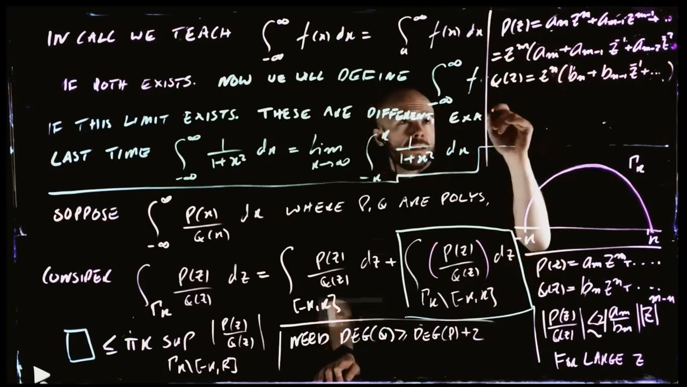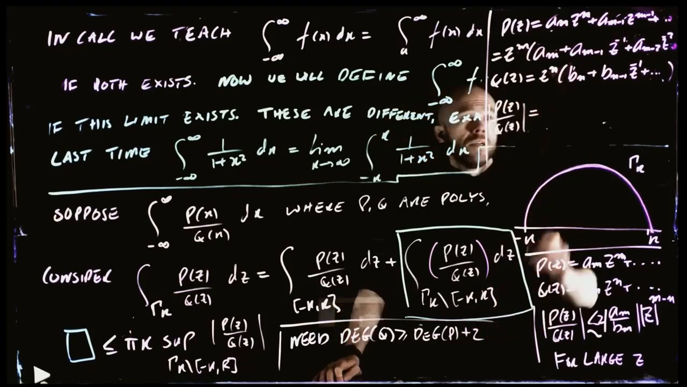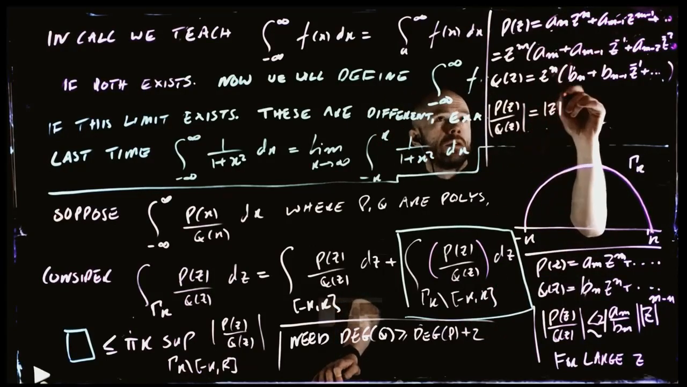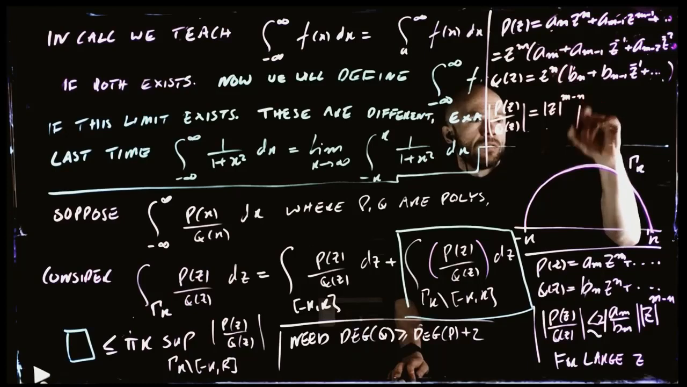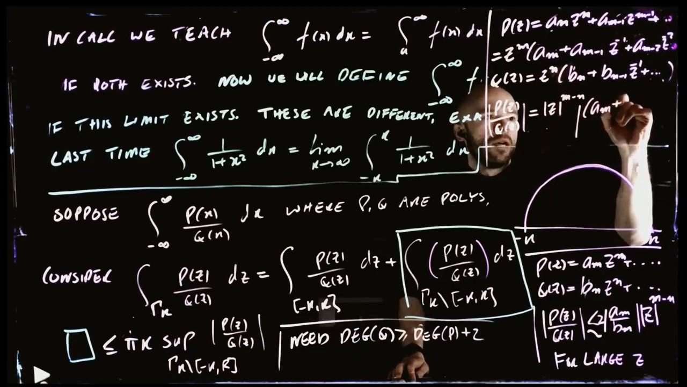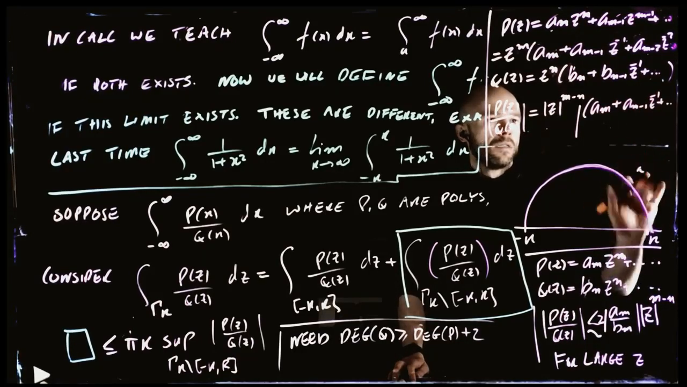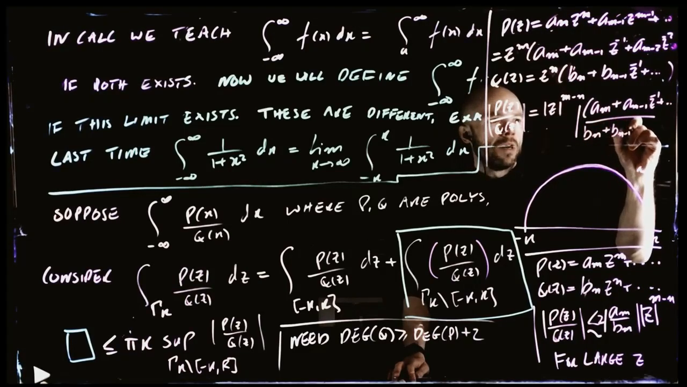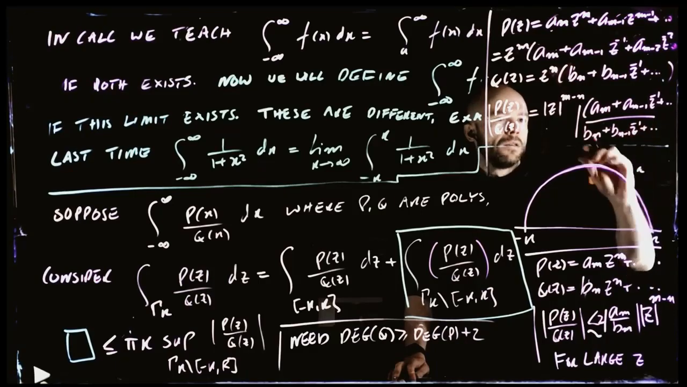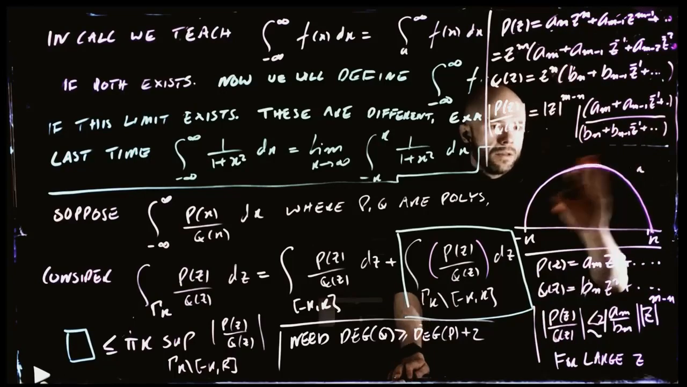that will go down to 0. So then when we consider this p of z over q of z absolute value, it is like the absolute value of z to the m minus n, and then these expressions here. So the absolute value of a_m plus a_{m-1} z to the minus 1 plus dot dot dot, over b_n plus b_{n-1} z to the minus 1 plus dot dot dot, like this. Then what?